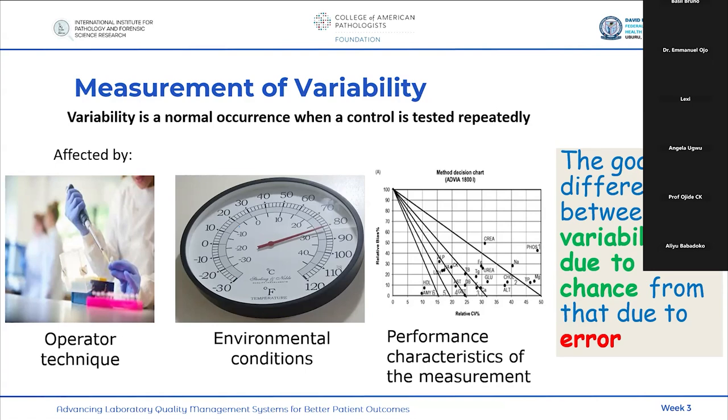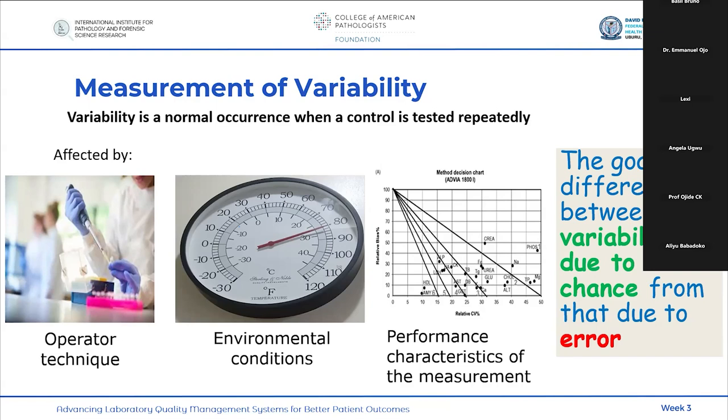And the one that is most intrinsic to the analyte itself is the performance characteristic of the measurement itself. Here, we'll be talking about the sensitivity of the assay, the specificity, the linearity. So we'll be looking at the performance characteristics. All of these are things that contribute to variation when you repeat testing.